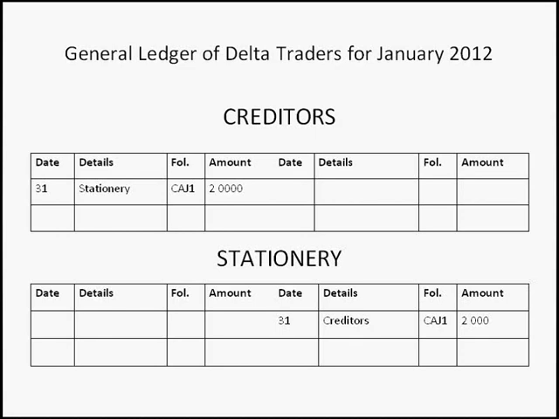Stationery gets credited on the other hand. Date is the 31st, details is creditors, and folio is CAJ1 because that's where I got the information from. In other words, details shows the other account that I worked with, and that was creditors. Folio shows where I got this information from, and it was the Creditors Allowance Journal, amount 2,000 Rand. Stationery is credited because it's an expense that is reducing, and an expense reduces on the credit side.